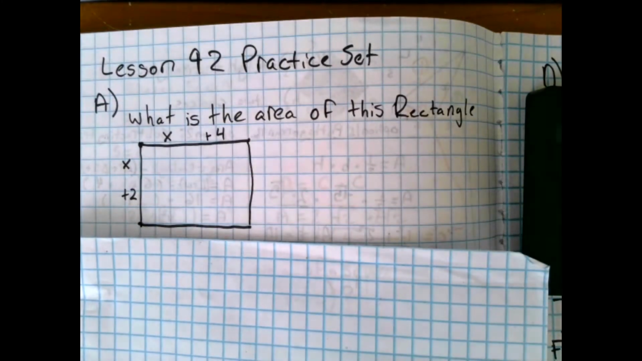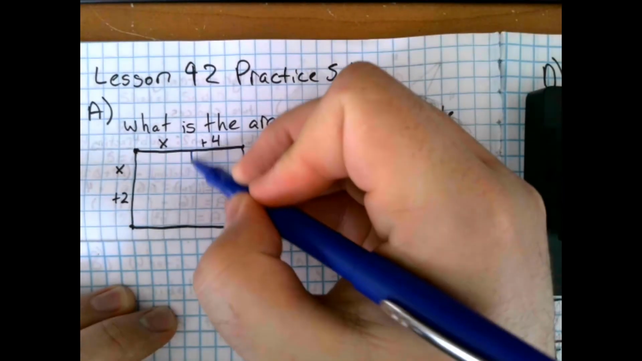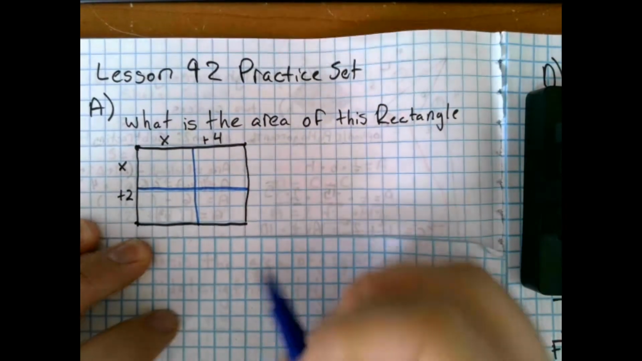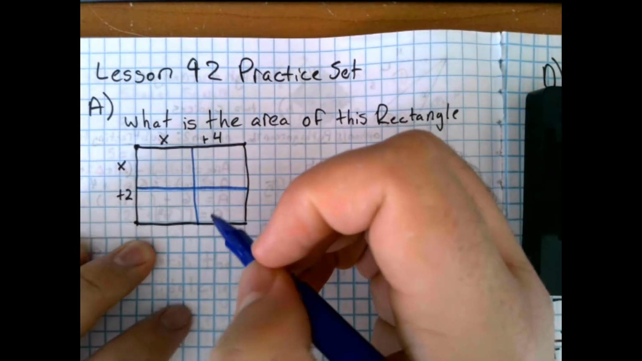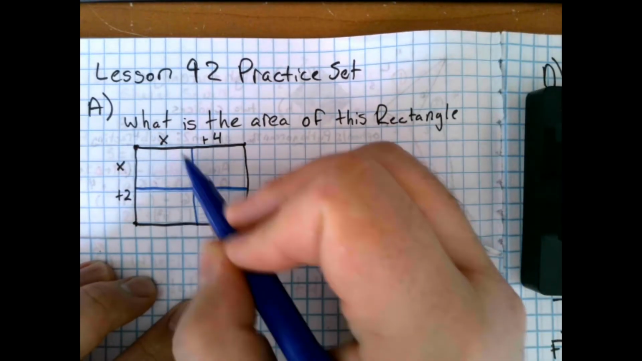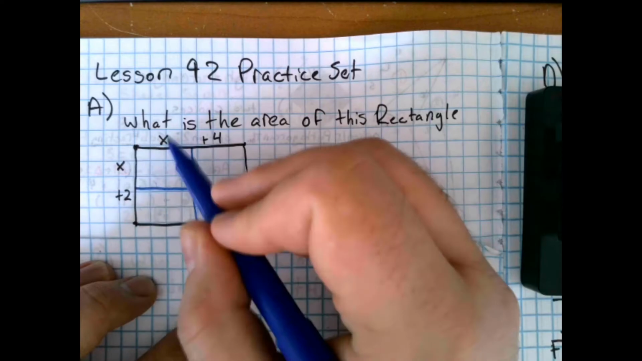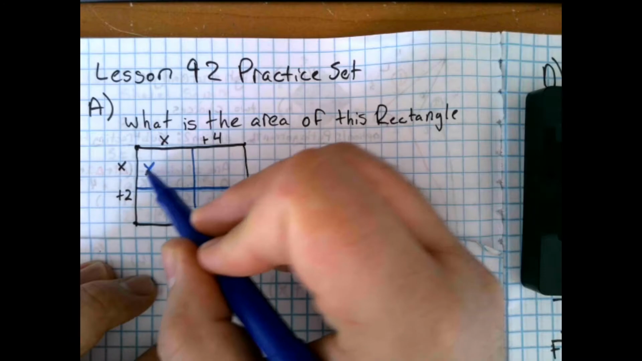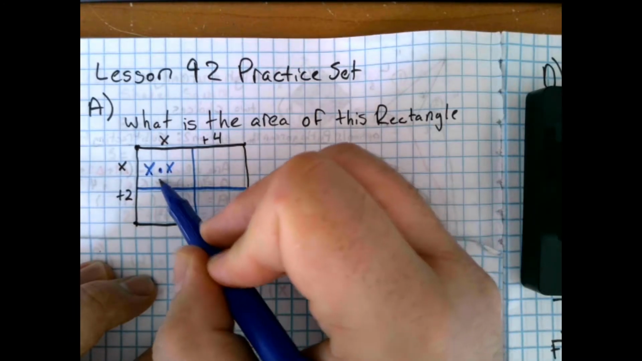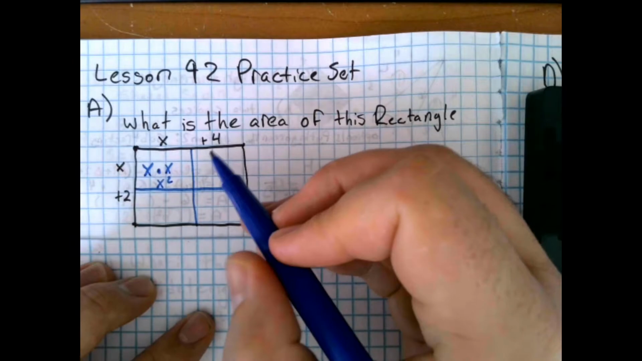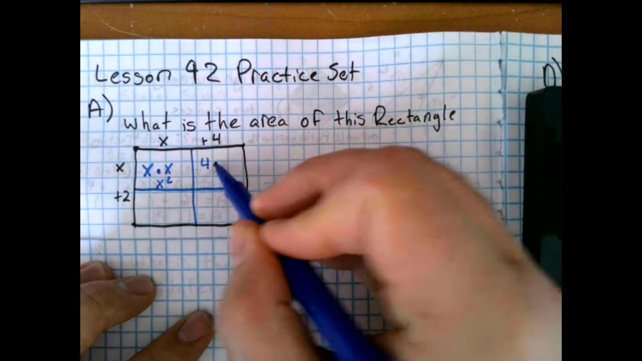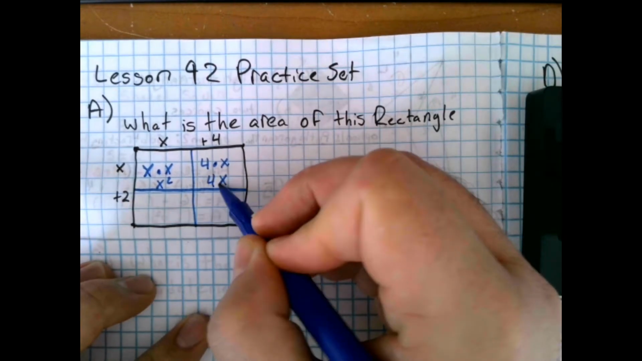In order to find the area of that rectangle, first we're going to split it in half vertically and in half horizontally. That gives us 4 boxes which we can find the areas of. This box has a width of x and a length of x, so it's x times x, or x squared. This one has a width of x but a length of 4, so it's 4 times x, or 4x.